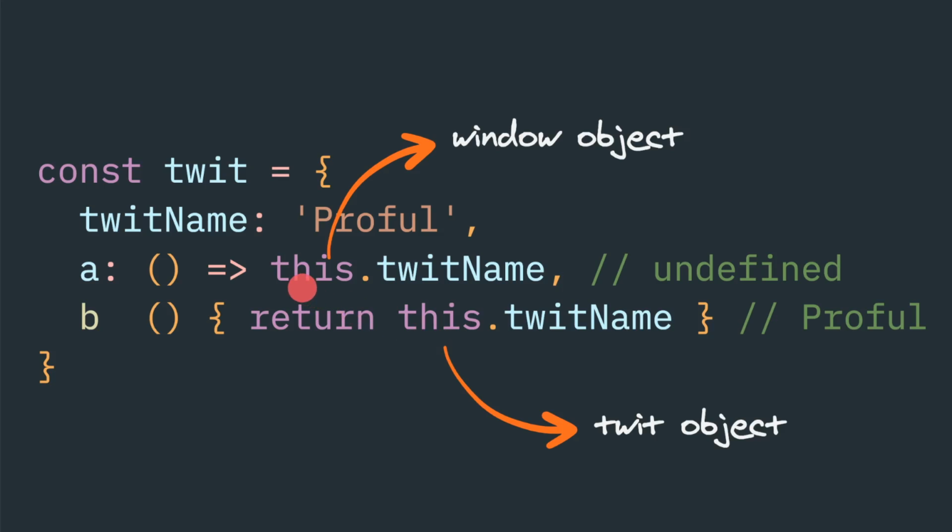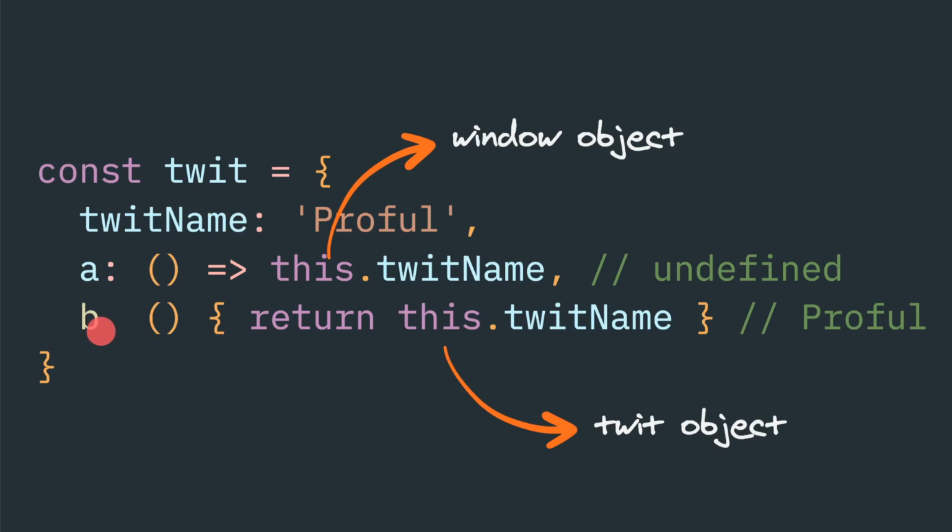But one important thing to note here is that in the arrow syntax, this won't point to the tweet object instance. Rather, this will point to the window object, because there is no wrapper around it. So this will be the global instance of the window object. In this case, tweetName is undefined because we have not defined anything outside.